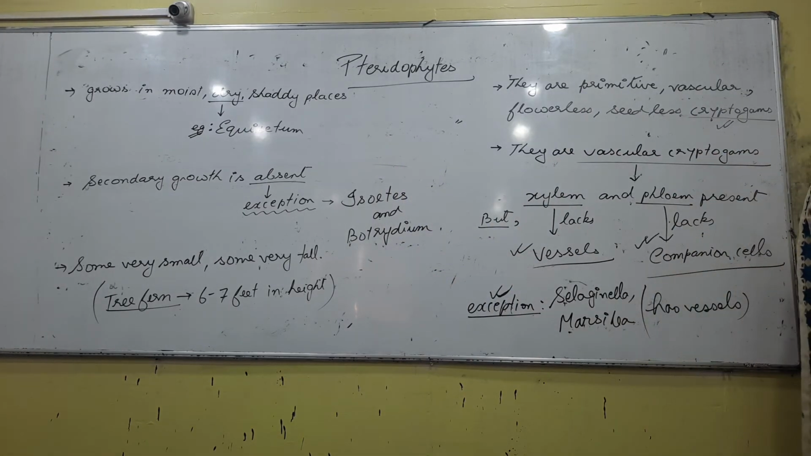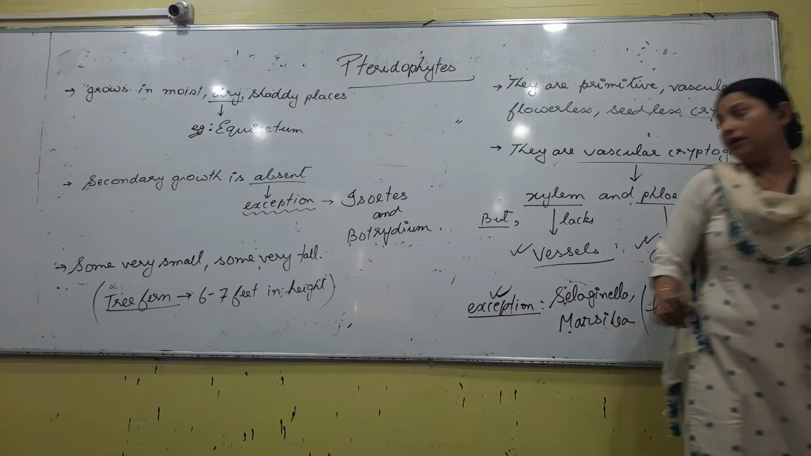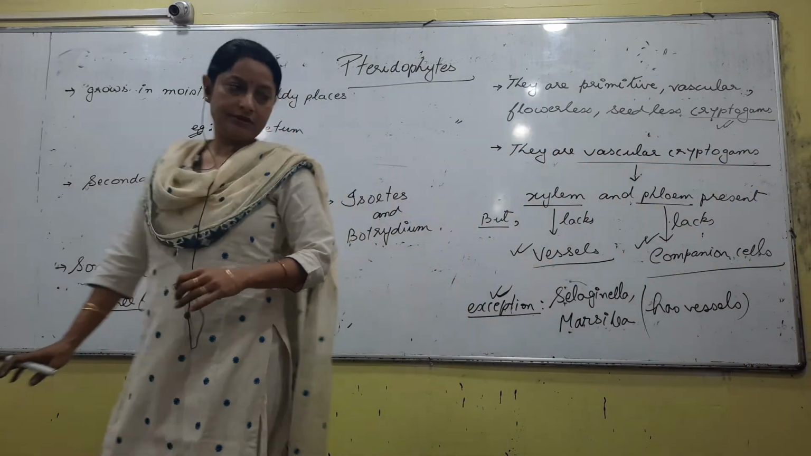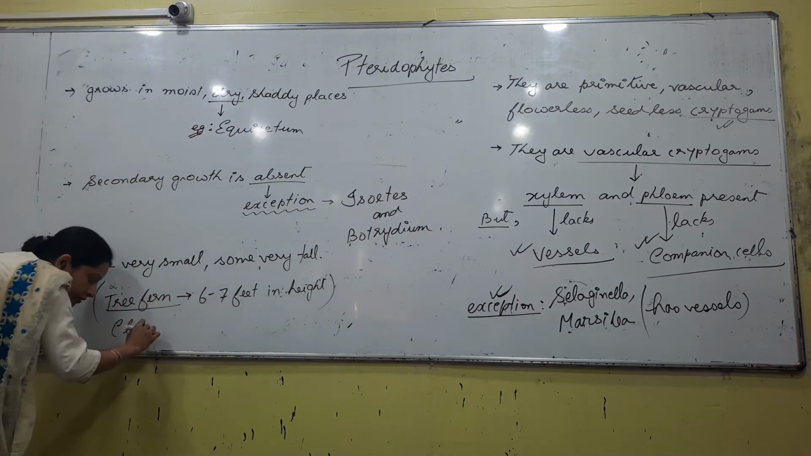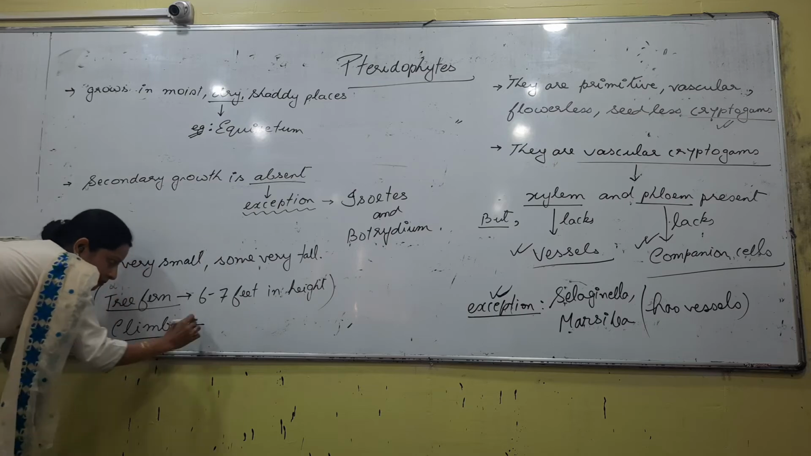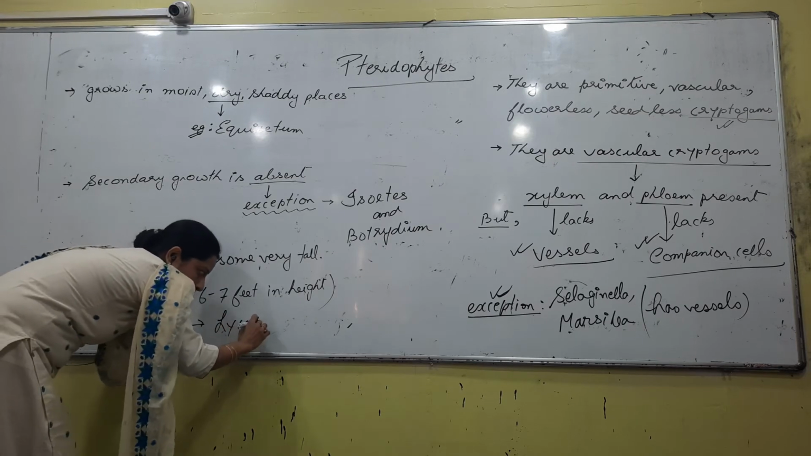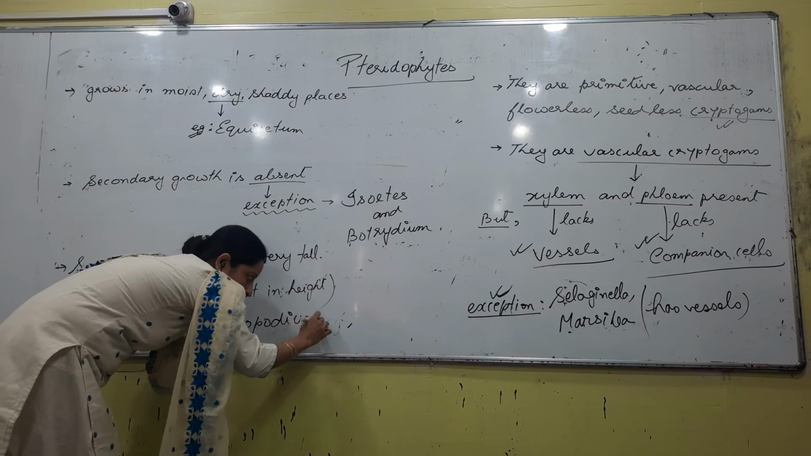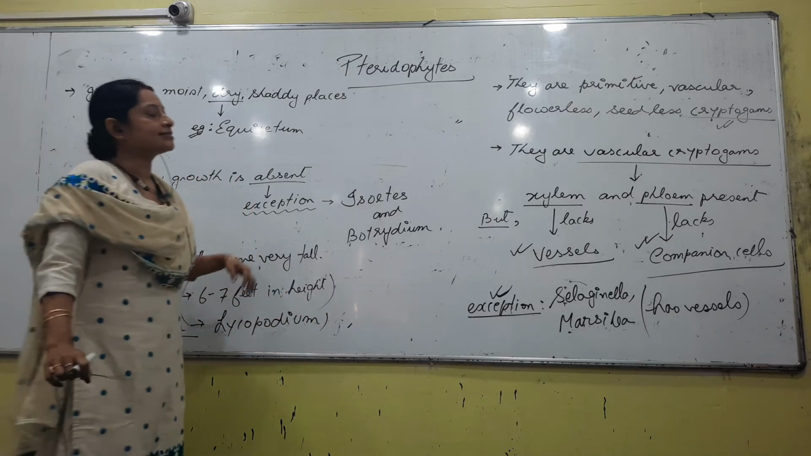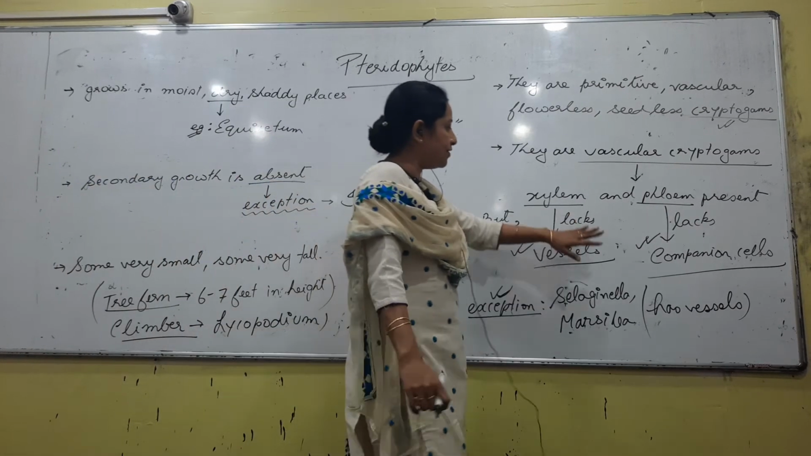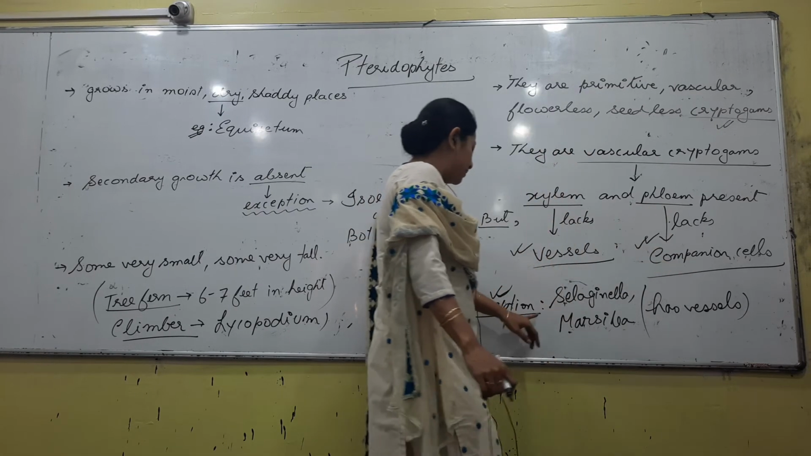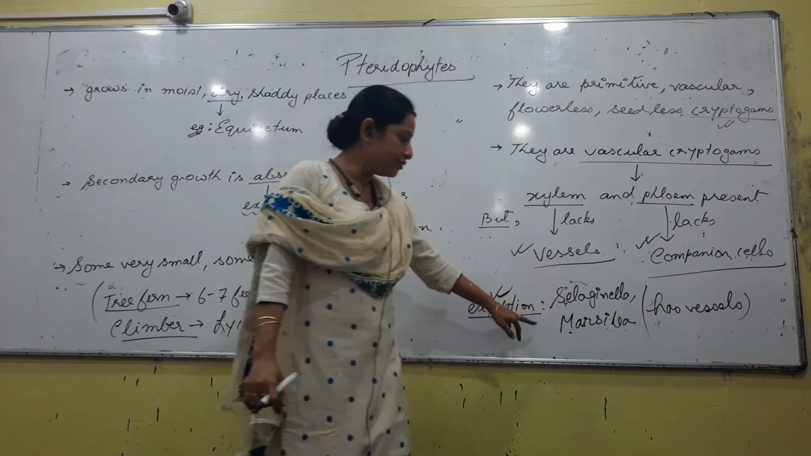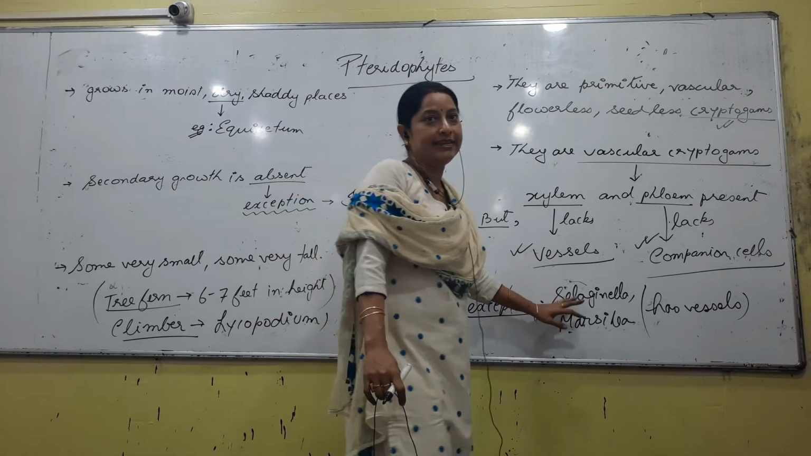So pteridophytes means vascular cryptogams, cryptogam is a word that we remember, right? Okay, they are not considered as successful land plants. Then they have xylem and phloem, but in the xylem they lack vessels, in the phloem they lack companion cells. But we have certain exceptions among pteridophytes where vessels are seen, Selaginella, Marsilea, right?